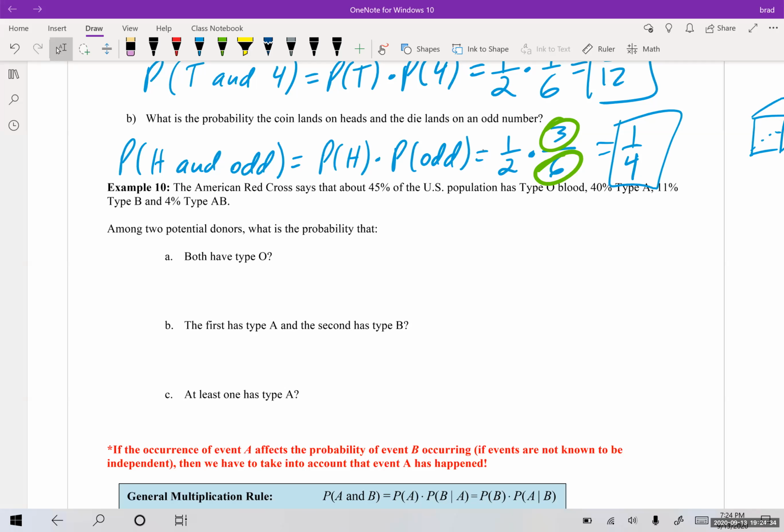The American Red Cross says that about 45% of the US population has type O blood, 40% have type A, 11% have type B, and 4% have type AB.